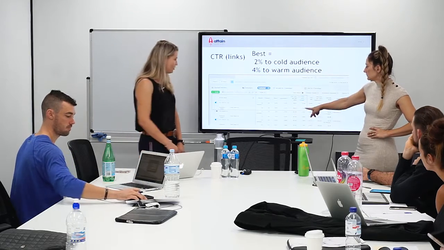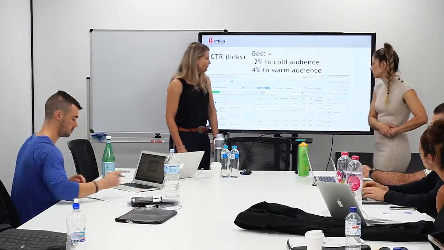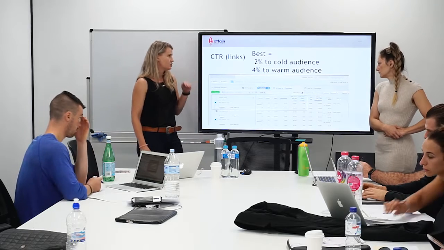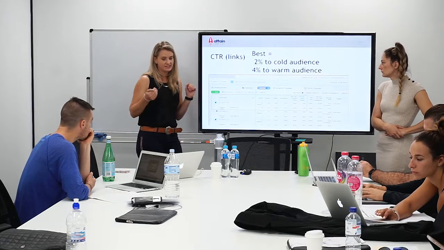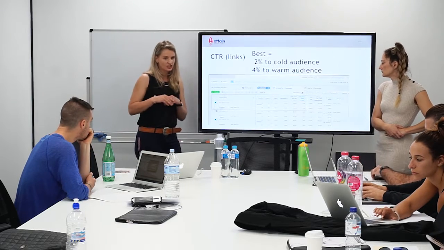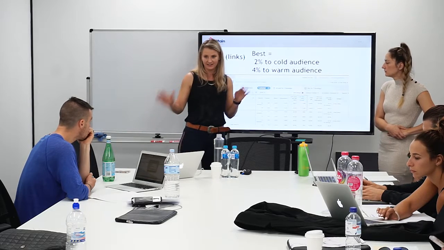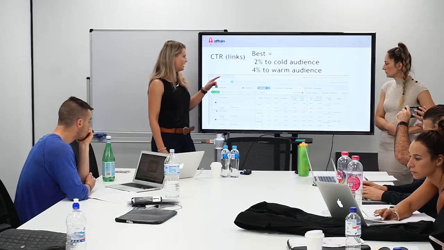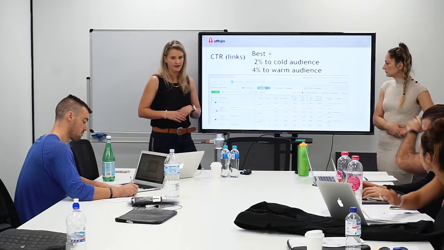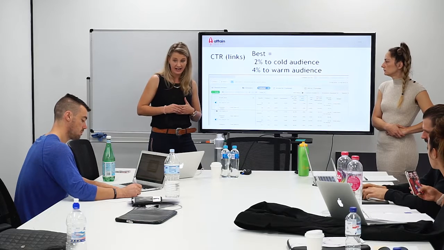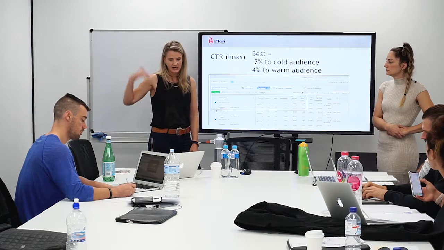Click-through rates on links. So for a click-through rate to a cold audience, the best is 2%. This is actually not easy to get. So if you're doing that, you're doing amazing. For a warm audience, the best click-through rate is 4%. Again, that's not easy to get. So these are very high benchmarks.